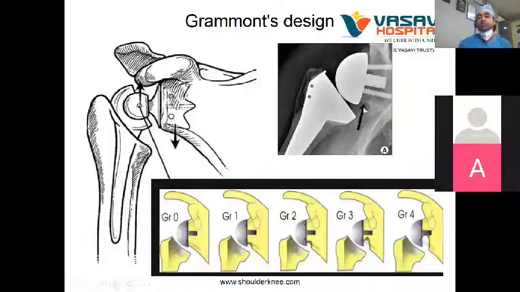Why? Not because of the rocking horse effect. This is something called notching that happens in a reverse shoulder. What happens is that this part comes and notches onto the scapula, as you can see here. Every time the patient depresses the shoulder, it started to notch on the scapula, causing loosening of the prosthesis.